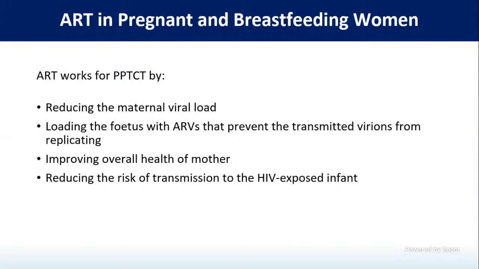So how does ART help in pregnant and breastfeeding women? It reduces the maternal viral load. It provides the ARV prophylaxis. It means that we are already giving the baby the ARV medicine, and these medicines which we are giving to the baby prevent replication in the baby, even if there is any HIV virus transmission from mother to baby after birth. Overall health of the mother improves and reduces the risk of transmission to the HIV exposed infant. Next, please.